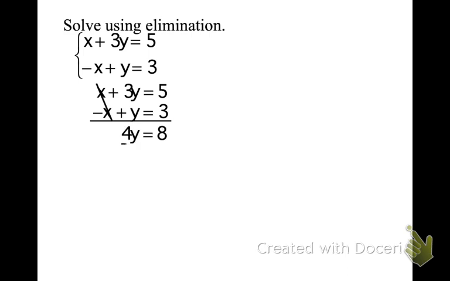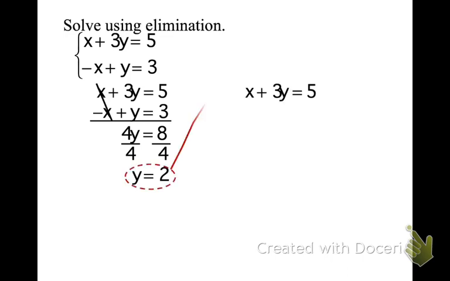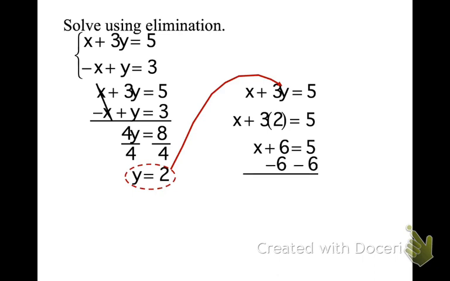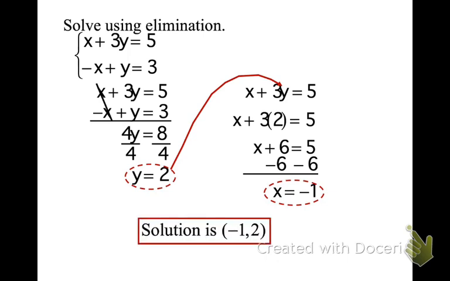Okay. 4y equals 8. And then divide both sides by 4. And y equals 2. Good. So then I used it in either original equation, and I substitute in, and we should have gotten x plus 6 equals 5, subtracting the 6, and x is equal to negative 1. Okay, questions? Okay, what is my solution? What is my solution, David? The solution is negative 1, 2. Does it work in both equations?